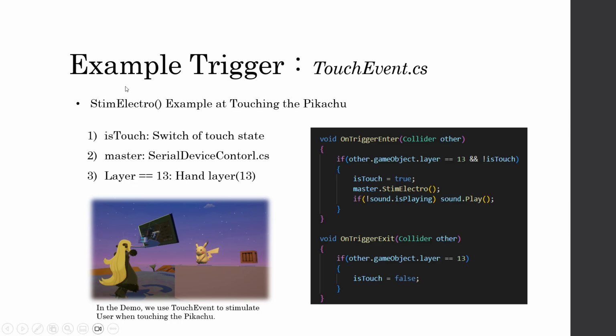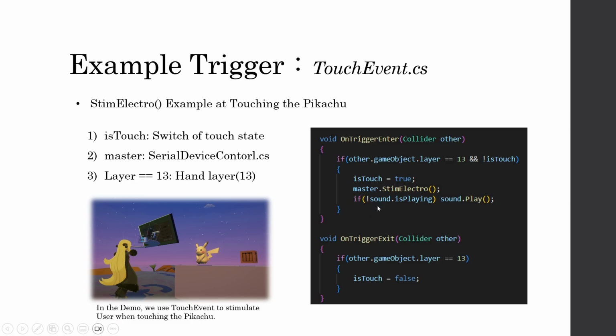For example, in the demo, we use a touch event to stimulate users when touching the Pikachu, right? We use the stimulate electro example to trigger when touching the Pikachu. So we can see how I wrote the touch events, and you can write your own trigger events, not only touch, but collide or something else.